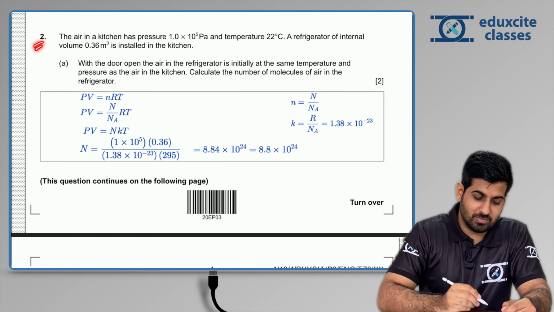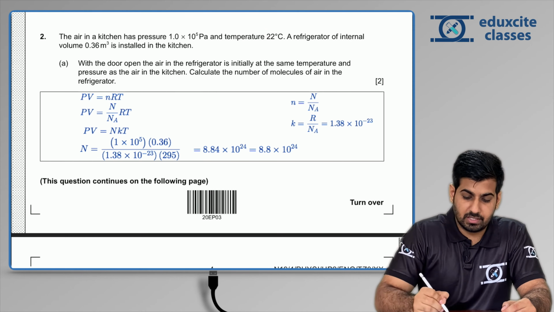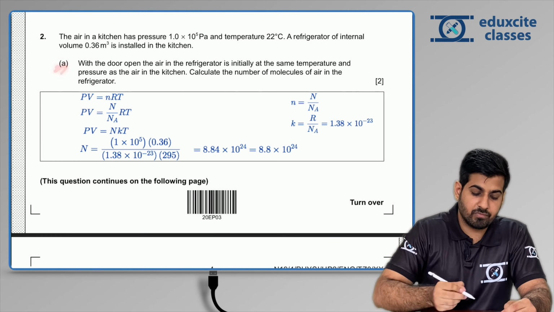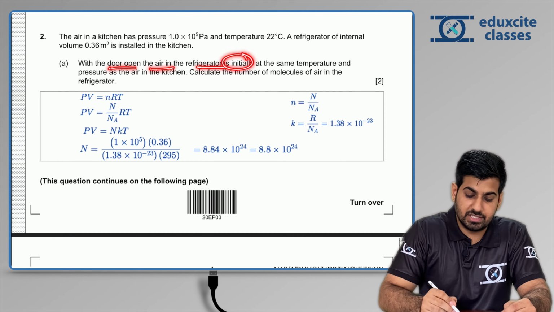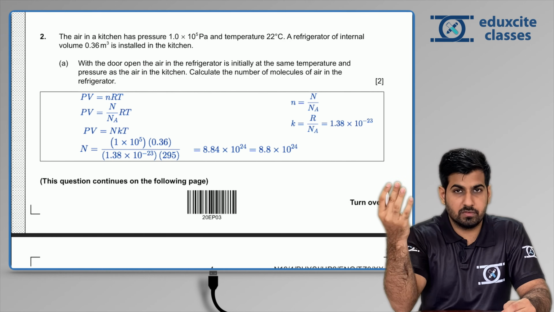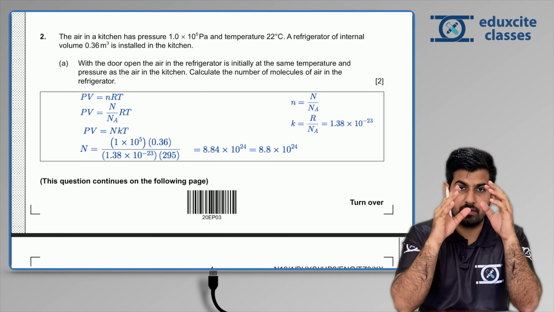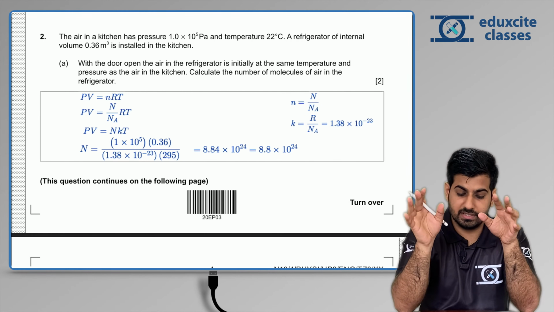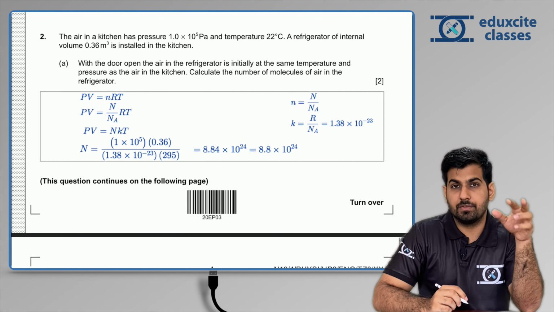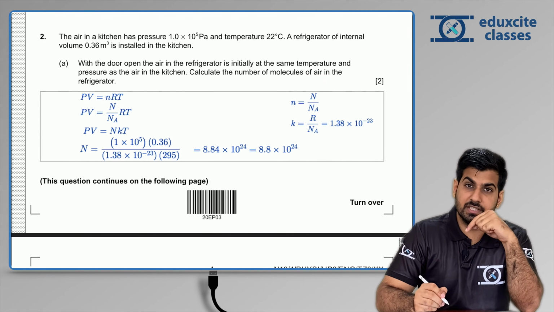Okay. Now question number 2. The air in a kitchen has pressure and temperature given to us. A refrigerator of internal volume is given, which is installed in the kitchen. In part A, with the door open, the air in the refrigerator is initially at the same temperature and pressure as the air in the kitchen. So initially, when the door of the refrigerator is open, we can consider that the initial temperature and the pressure are the same as in the kitchen. Calculate the number of molecules of air in the refrigerator. So we have to calculate the number of molecules of air within the refrigerator.